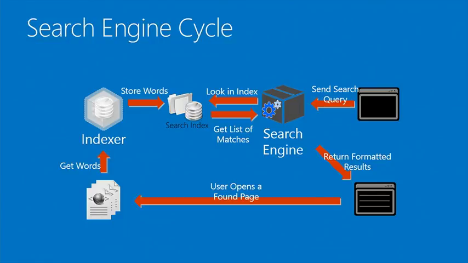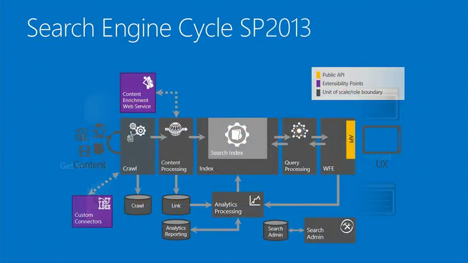And then finally, when the user opens one of those results, we end up back at the page we started from that the crawler reached. That's the search cycle. And every search engine, be it Solr, be it Google, be it Bing, whatever it might be, works in this way. What SharePoint looks like in this regard, from a search engine cycle perspective, is very similar.